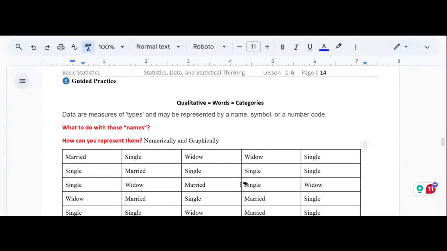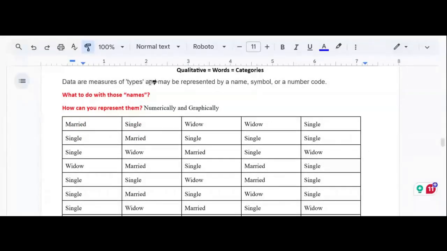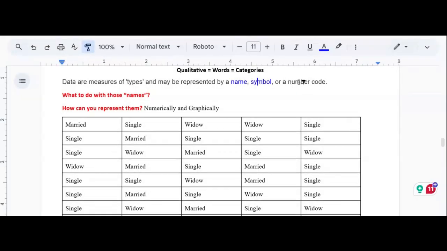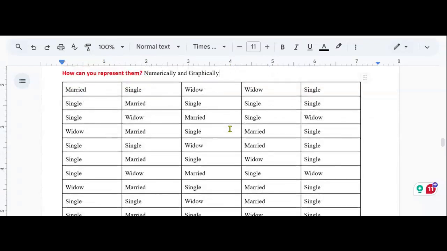Take a look here. Data are measures of items and may be represented by name, symbol, or number code. So: name, symbol, number code. What do you do with those names? How can we represent them? Numerically or graphically? It's graphically.